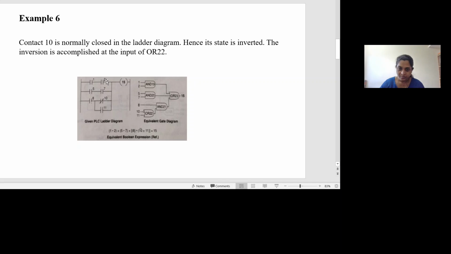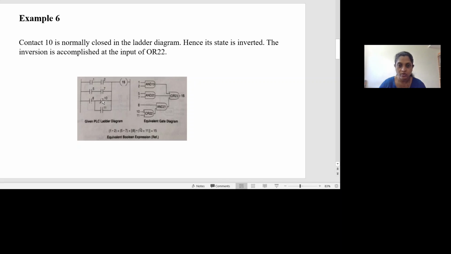So see here, I am giving a ladder diagram. Convert that into an equivalent gate diagram. So here we have the contact 10, and it is written as normally closed in the ladder diagram, and hence the state is inverted. The inversion is accomplished at the input of OR gate 22.